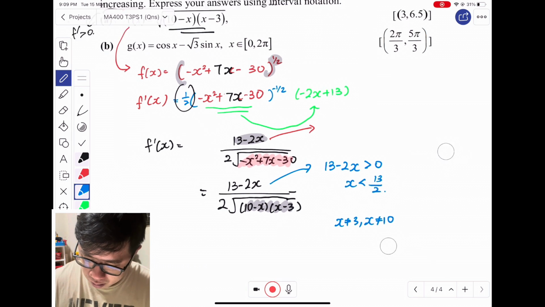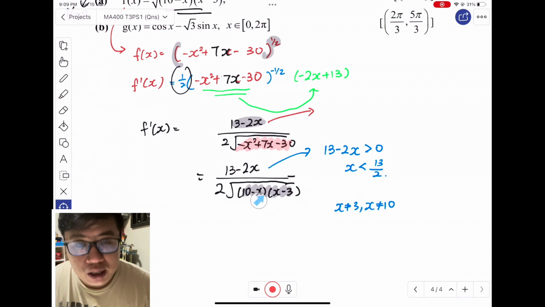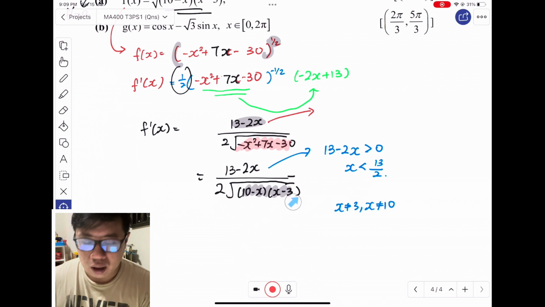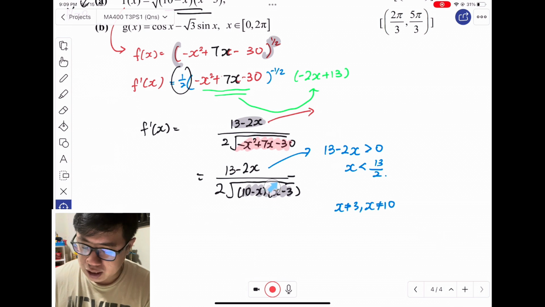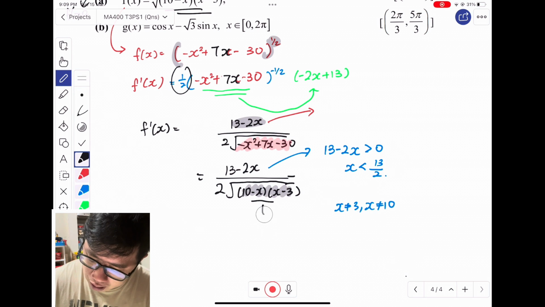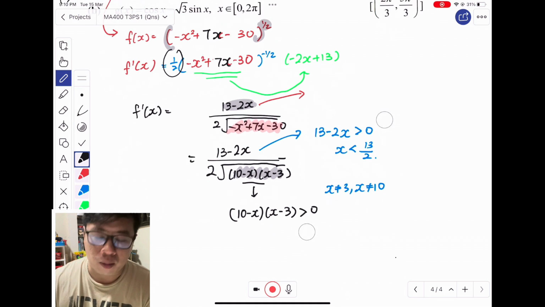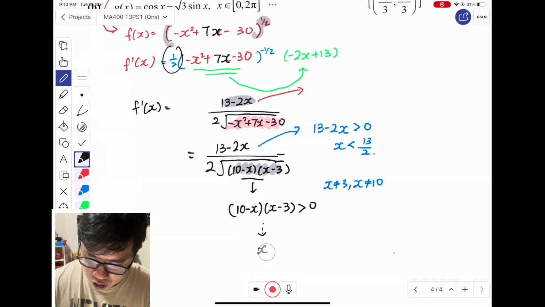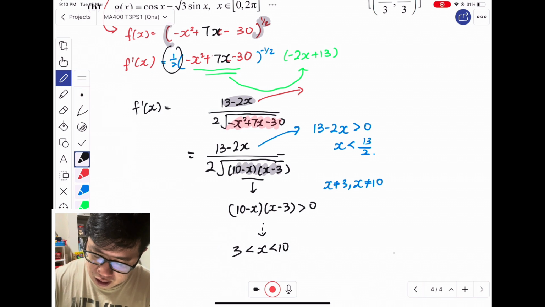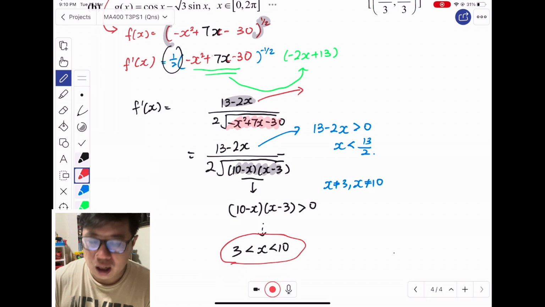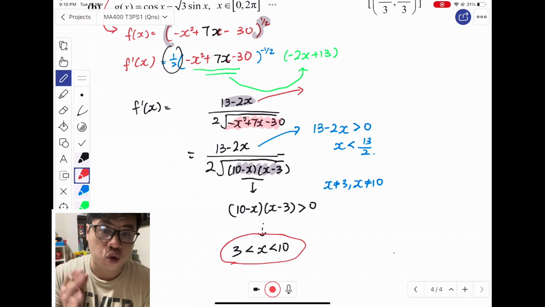Okay, now if you consider the denominator again, because we are taking a square root, what's so important about a square root is that you cannot take the square root of a negative term. So another constraint is that 10 minus x multiplied by x minus 3 has to be more than 0. Now from here, just do the workings by yourself. The final answer you will get is that x has to be between 3 and 10. This is the constraint that comes from the denominator, because we cannot take the square root of a negative term.